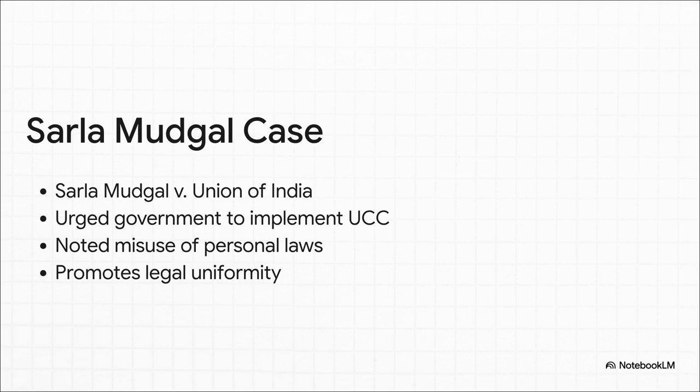The Supreme Court in Sarla Mudgal explicitly urged the government to look at Article 44 and implement a UCC to stop citizens from exploiting religious conversions merely to escape their legal obligations. This case perfectly proves the legal uniformity and secularism points we discussed a moment ago.